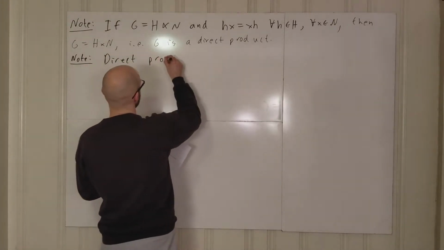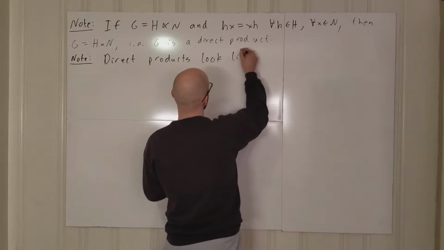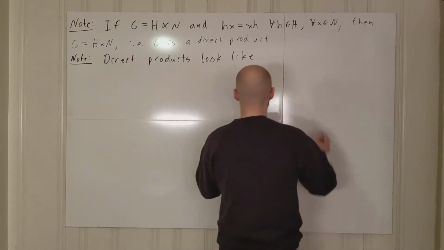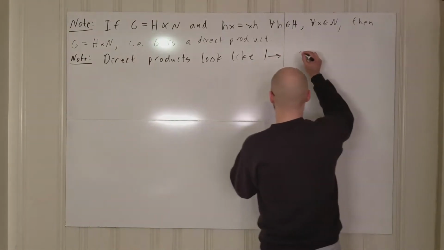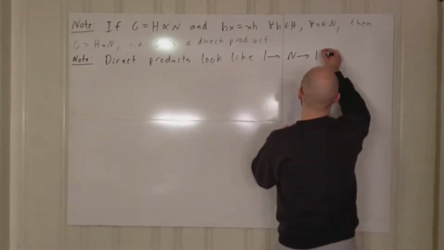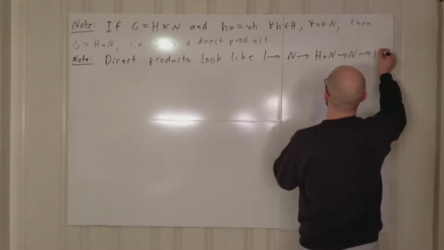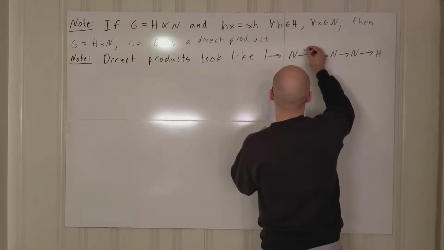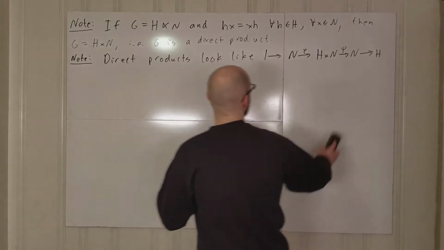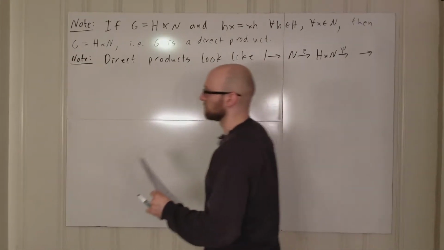Direct products look like this, and you can verify this using the proposition that we did in the last video. We have 1 going to N, going to H direct product with N, going to H, going to 1. This is phi, this is psi.